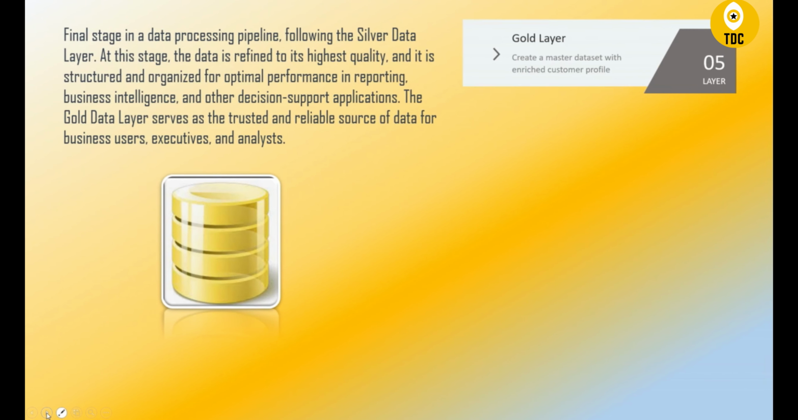Next we will move to the gold layer. This is the final stage of data processing, where the data is completely transformed into its highest quality available, and it is completely structured and organized for optimal performance for reporting. That means you might have some reporting layer like Power BI, Tableau, or any kind of reporting dashboards, or any kind of reports, like CSVs getting generated, right? That is what will hit this gold layer, where the data is completely transformed.